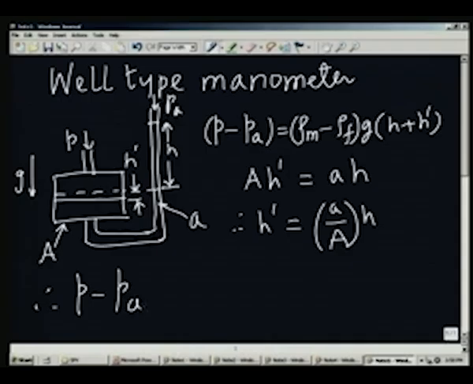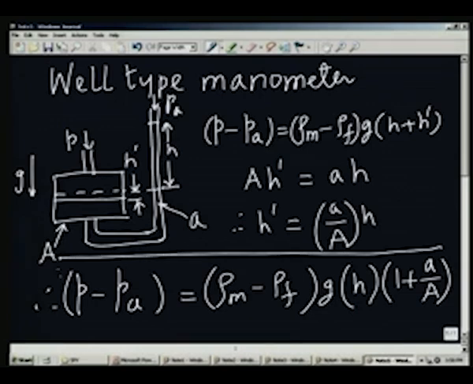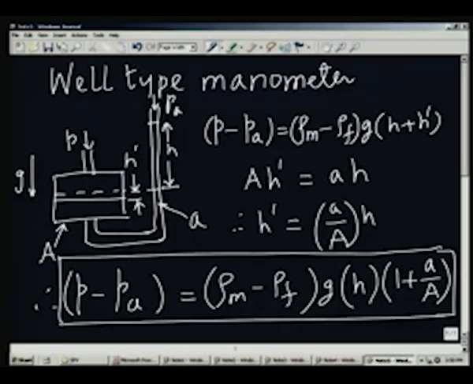So, P minus P A is equal to rho m minus rho f into G into H plus H prime. So, H I can take outside, multiplied by 1 plus A by A. So, this we will use in the case of a well type manometer with a large reservoir on the left side, to which the pressure to be measured is communicated, and on the right side I am going to have a vertical tube of small diameter, and the ratio of area A to A is going to come into the picture.